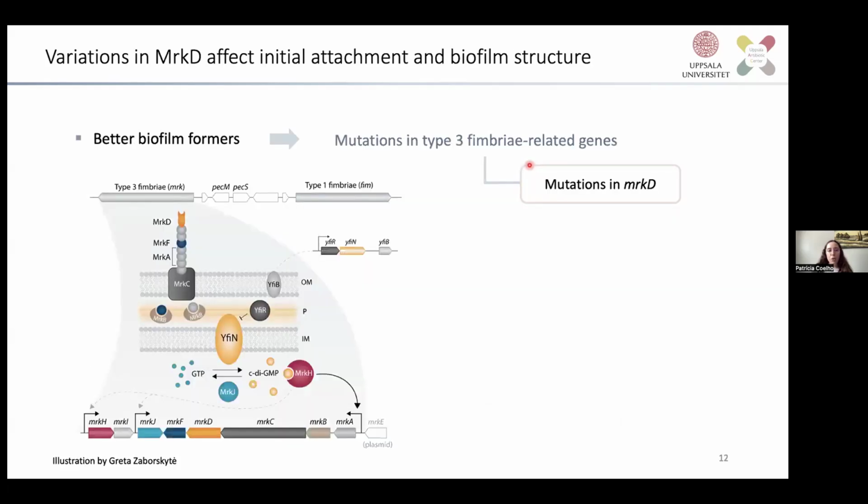Now moving on to the Fimbria mutants, we saw that these mutants were very good biofilm formers, and they had mutations in type 3 Fimbria and mainly on the MRKD gene. So this is a type 3 Fimbria here, and it is responsible for binding to different surfaces, and the MRKD is the tip here.